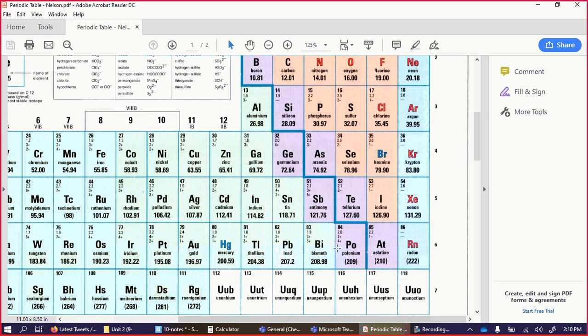Bismuth is way down here beside lead. Lead, poisonous, bad. Polonium, poisonous, bad. Bismuth, you can buy in every drug and grocery store. Not as the metal, but 208.98.